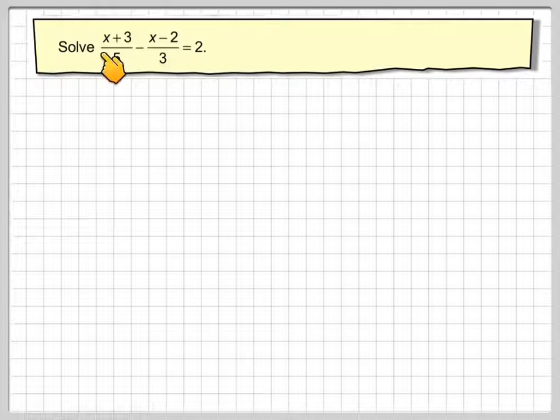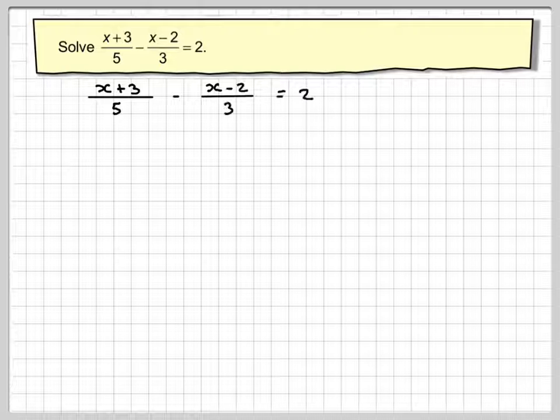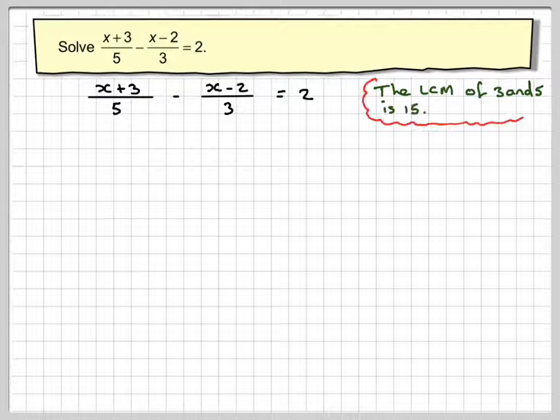So solve (x + 3)/5 - (x - 2)/3 = 2. Writing that out again, you look for the lowest common multiple of 5 and 3, so the lowest common denominator, which is 15, and then you multiply everything, both sides, by 15.